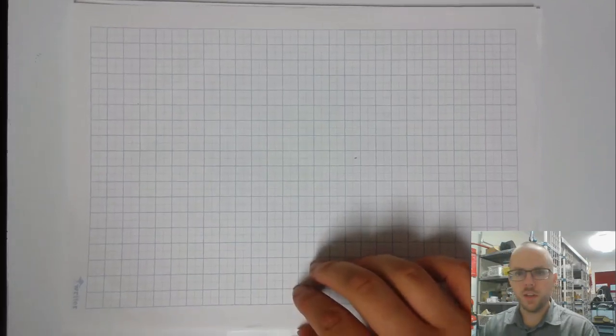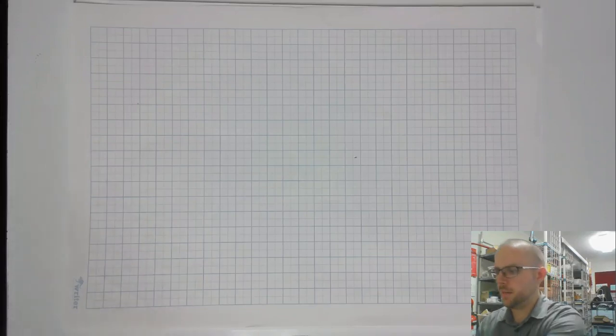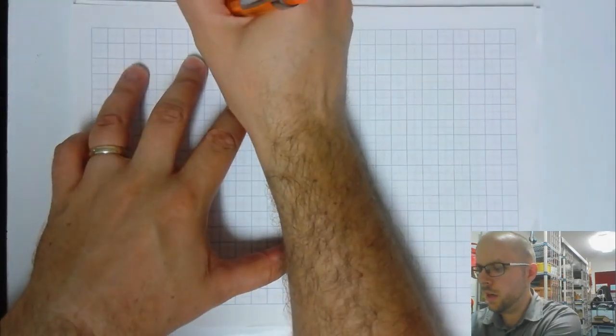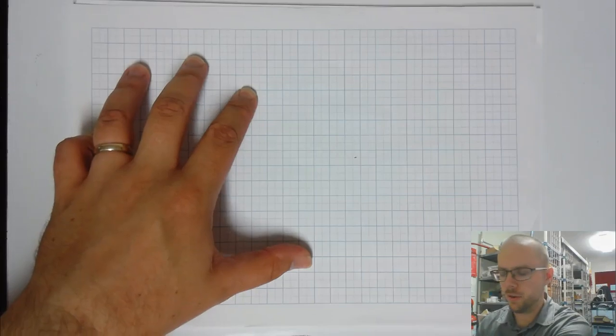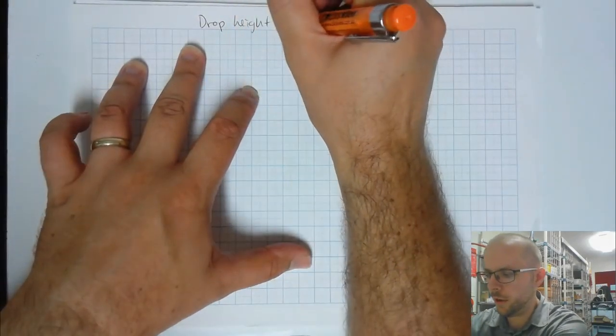Looking at the data in the table that you've got, I've got a sheet of graph paper here that I'm going to draw on. We have two variables: drop height and rebound height. I'm going to start with a title. I've got my paper going landscape, and I'll explain why in a moment. I'm going to establish my title so that it's clear what my graph is about.